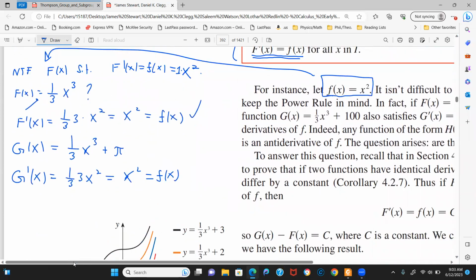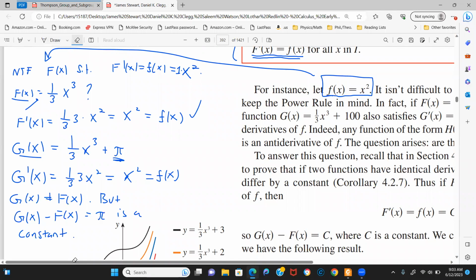So it's kind of bad. So no, g of x definitely does not equal f of x. So that's kind of unfortunate. But g of x minus f of x is a constant. It's pi. So you might wonder, without knowing this, you might say, okay, we have this antiderivative here, and then this antiderivative here. Dang it, they're not the same. You can have lots of different antiderivatives. You can just take pi and replace it with any constant you want.